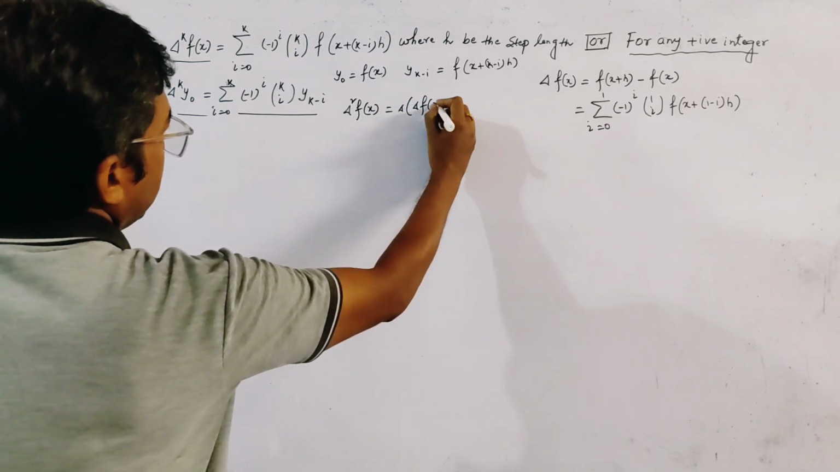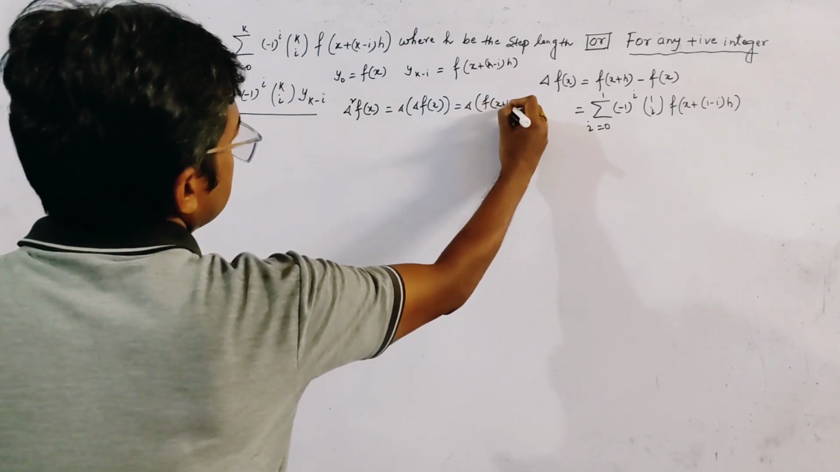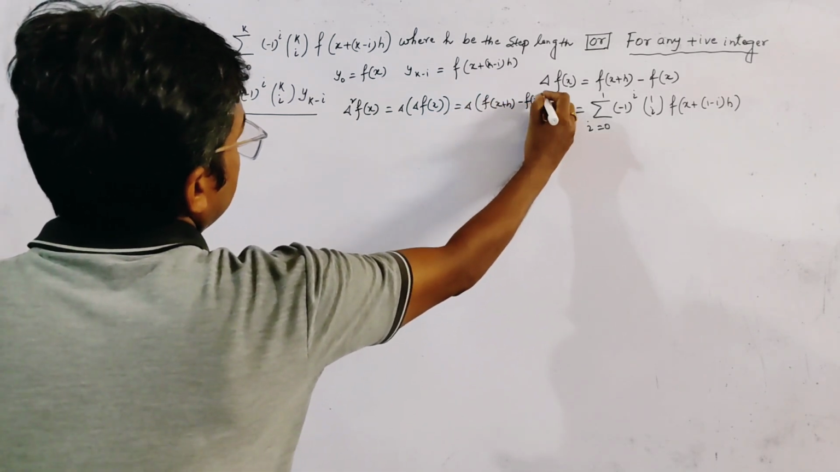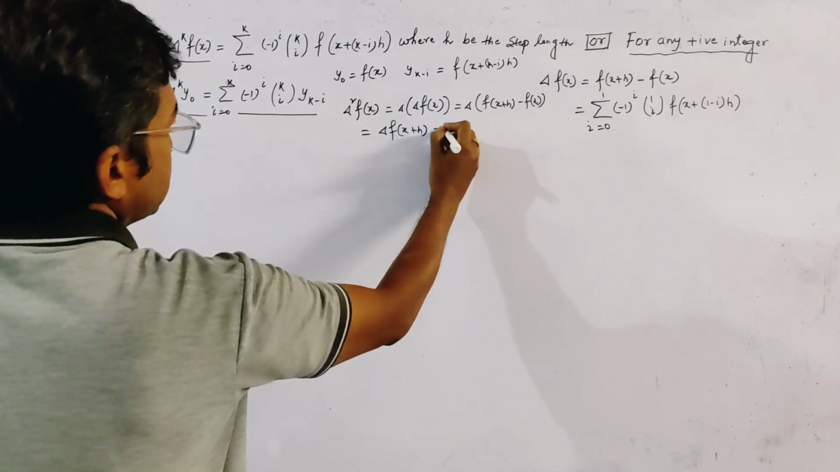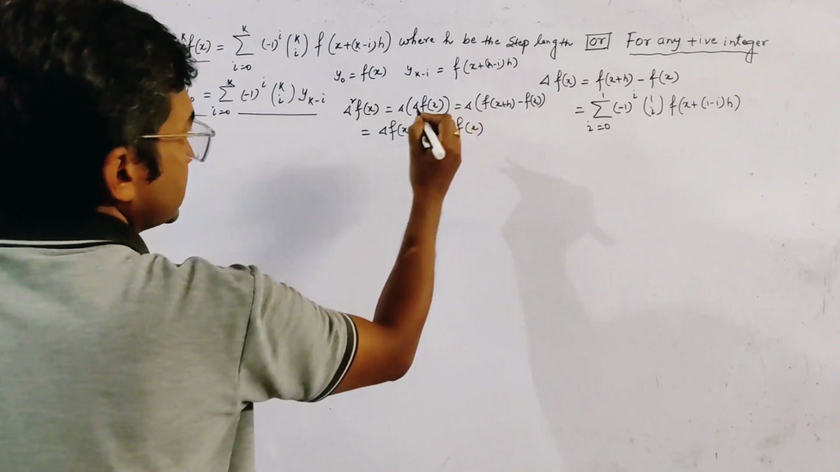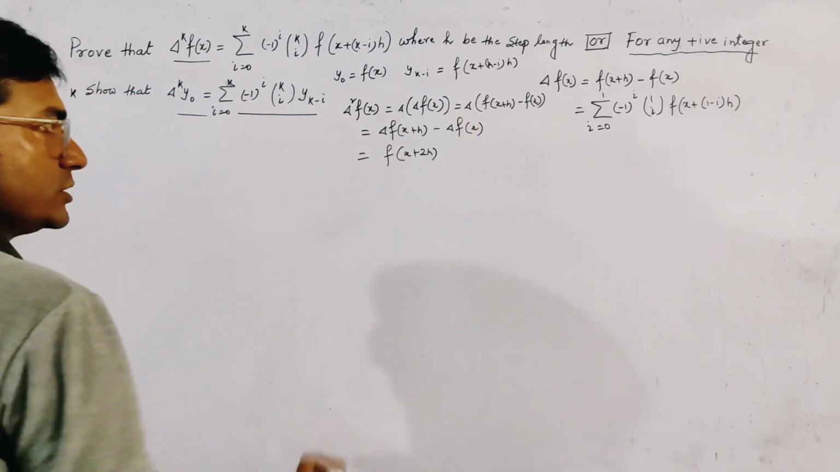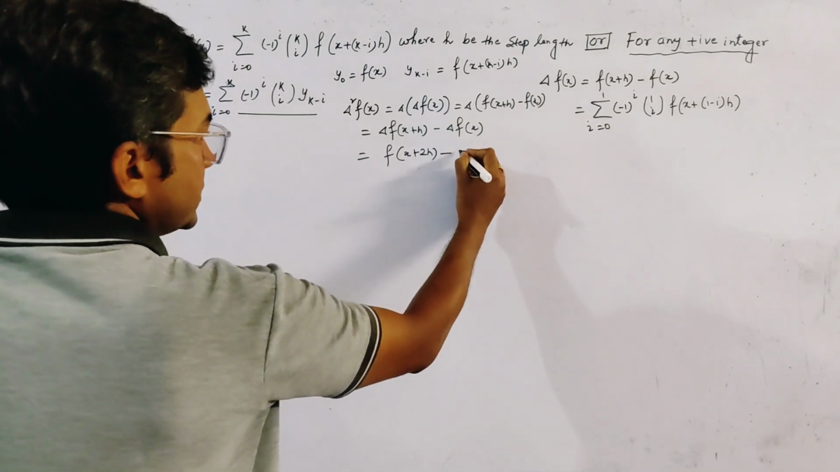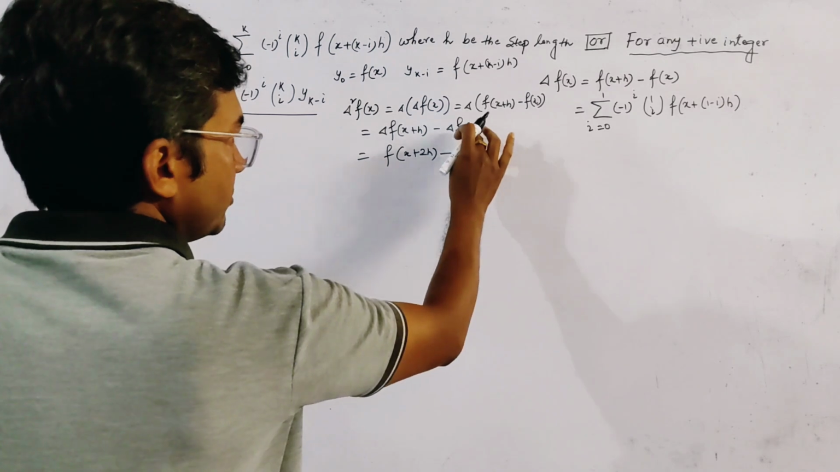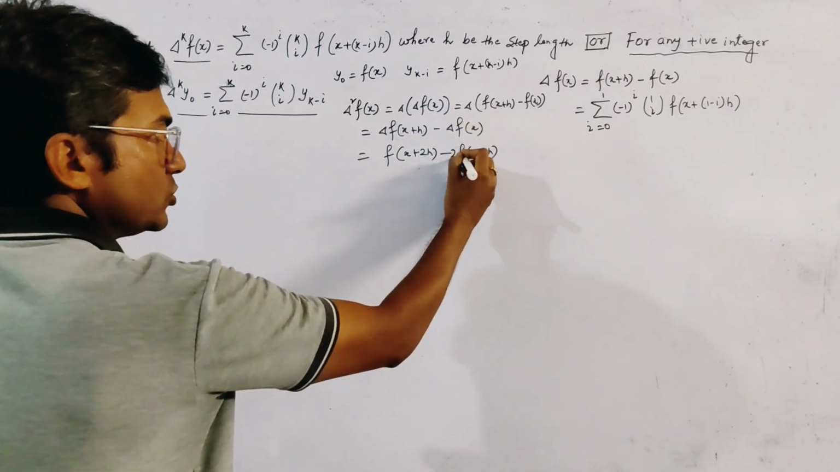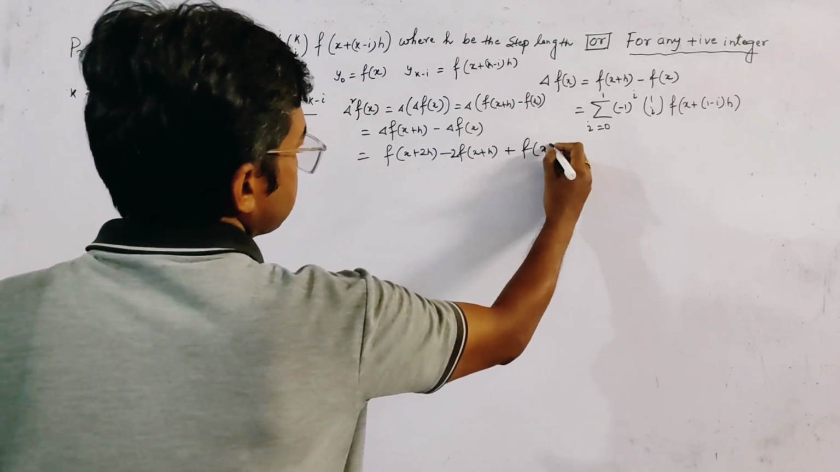Okay, now similarly if we write the definition of delta square f of x, this is delta of delta f of x, this is delta of f of x plus h minus f of x. So this is delta f of x plus h minus delta f of x, and clearly this is f of x plus 2h minus f of x plus h, and from here the first term is also minus f of x plus h, so we write this as 2 into f of x plus h, plus f of x.